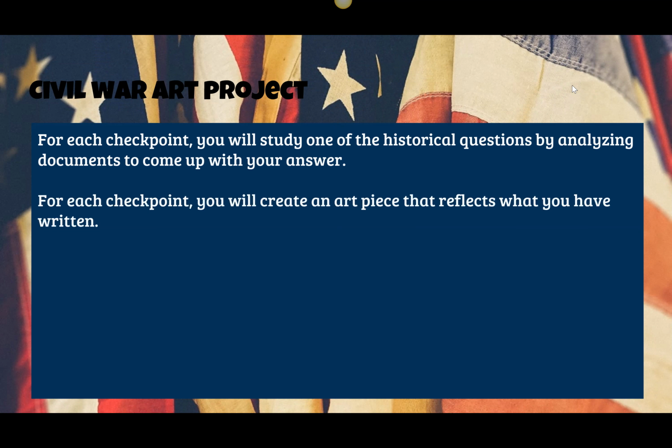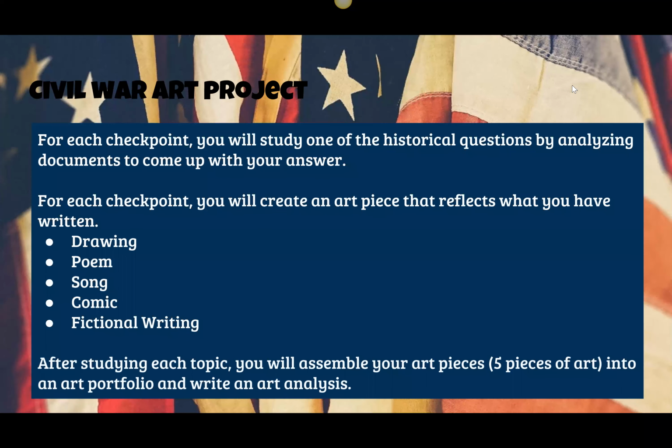After you write your paragraph, you're then going to create an art piece that reflects what you've written. This can be a drawing, a poem, a song, comic, fictional writing. You can also use a collage of images. If you're going to do the collage, make sure you're using Google Drawings. So you could do drawings.google.com, and that's what's actually going to allow you to make something look a little more artsy than just putting images in a Google Doc, because that's not necessarily art. So make sure that you're doing that.